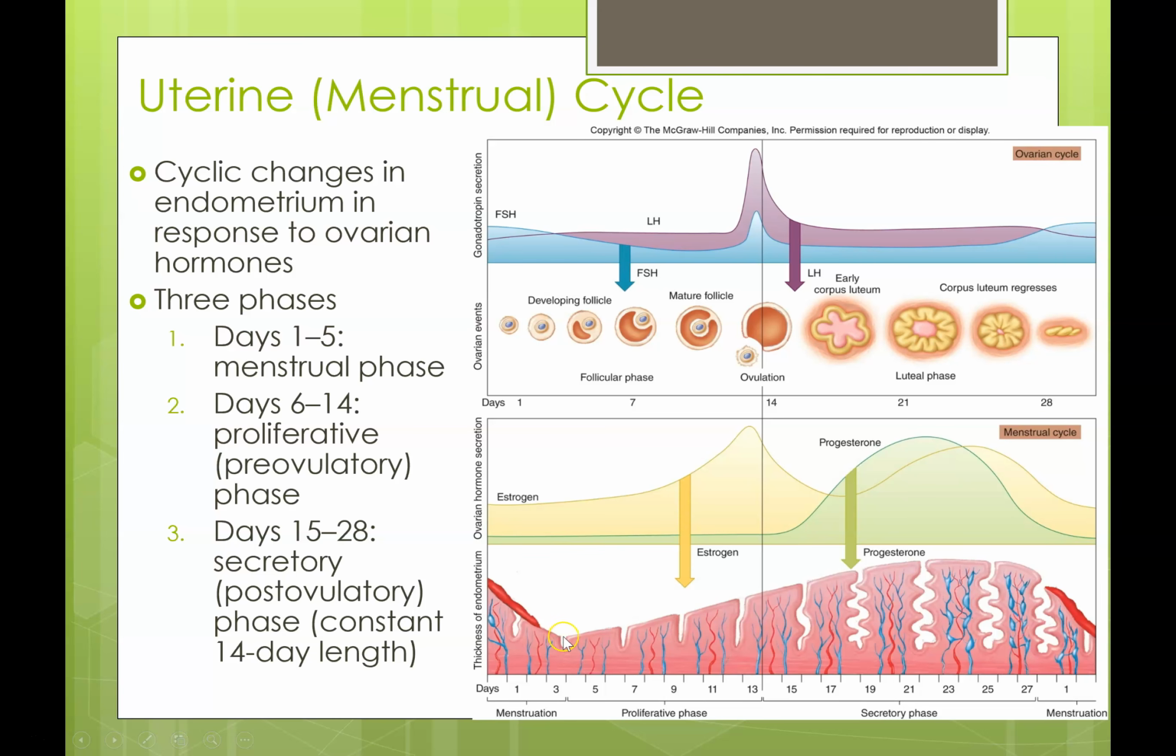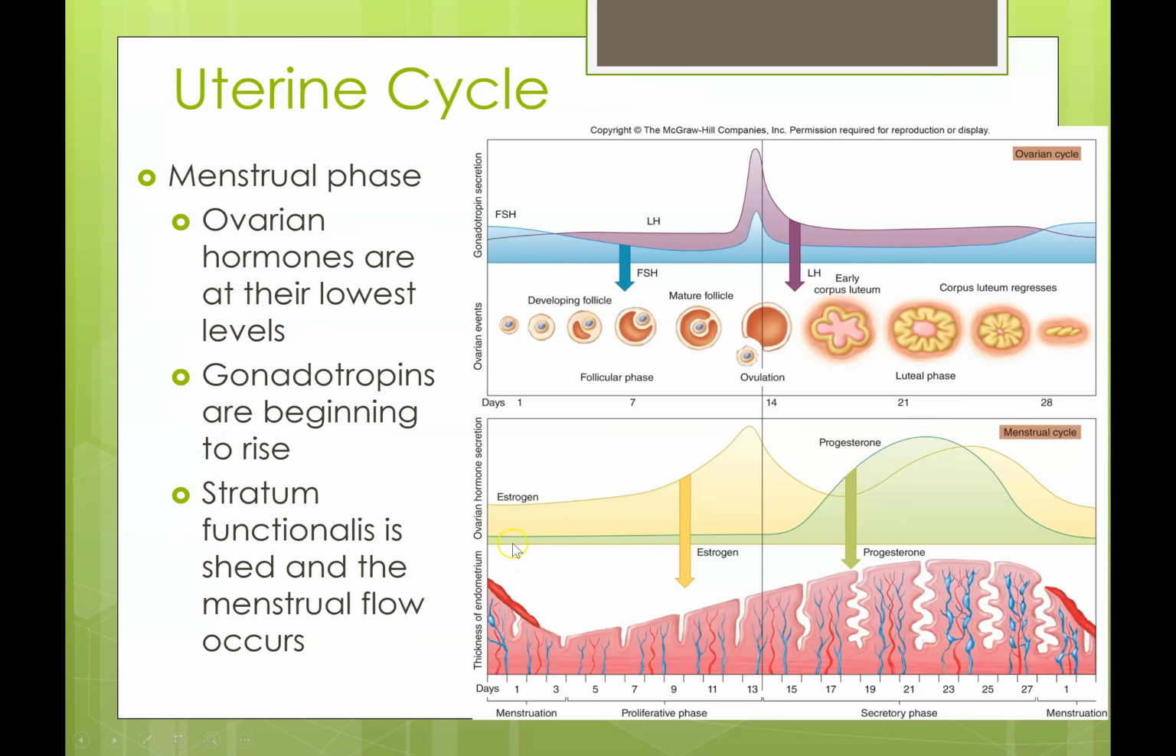And then on days 6 through 14, we will have our proliferative or pre-ovulatory phase. And days 15 through 28 will be the secretory or post-ovulatory phase. During the menstrual phase, we're going to see that the ovarian hormones are going to be at their lowest point. This is when the endometrium is shedding and those blood vessels are being torn and allowing the bleeding to take place.